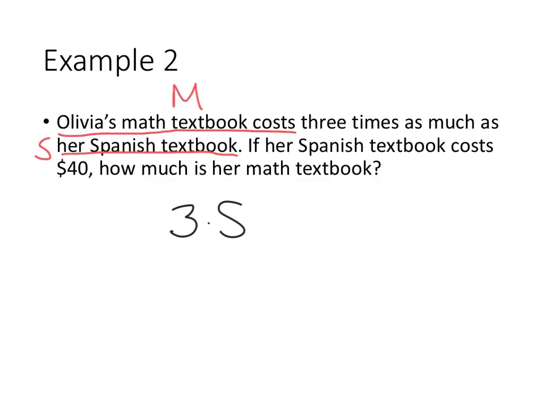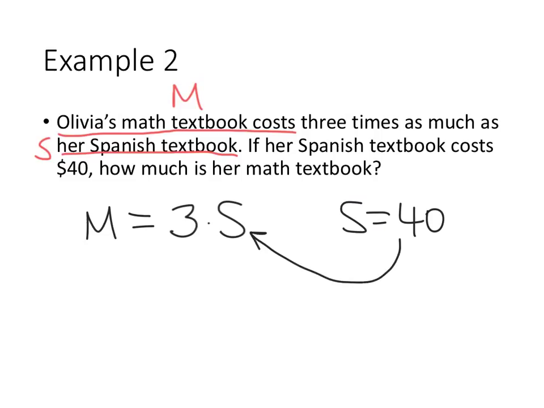And the problem tells us that that is how much the math textbook costs, so M is 3 times the Spanish textbook. And now when we read the second sentence, the Spanish textbook costs $40, so S is 40. And just like in the previous example, now we can take that value of 40 and plug it in for S. So M equals 3 times 40, which works out to be 120, and in this case the units are dollars.